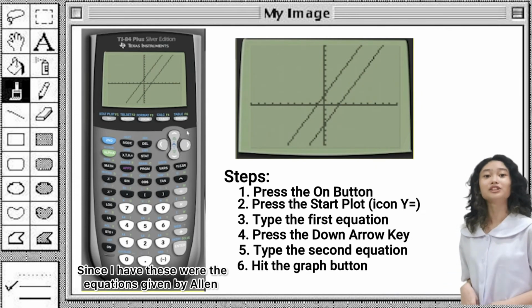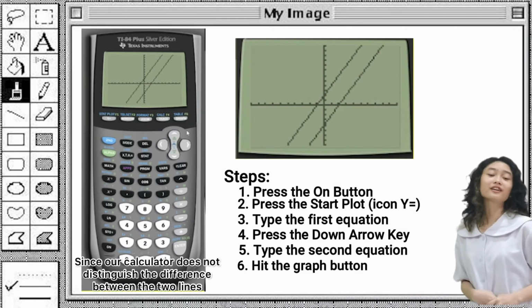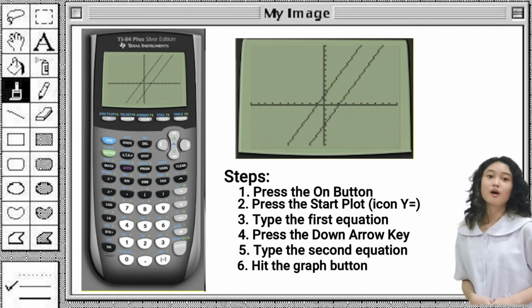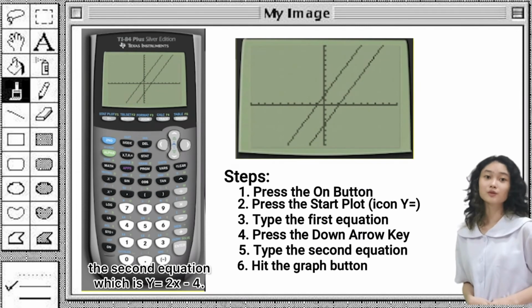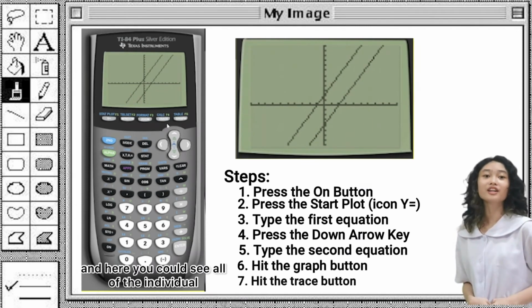Since we have the equations given, the graph should display two parallel lines. Since our calculator does not distinguish between the two lines by color, the line on your left is the first equation, y equals 2x plus 2, and the right one is our second equation, y equals 2x minus 4. Hit the trace button next to the graph, and here you can see all the individual coordinates of both lines.